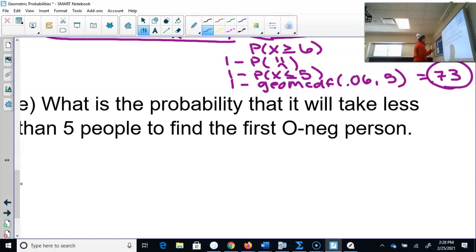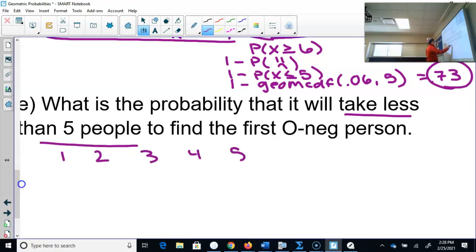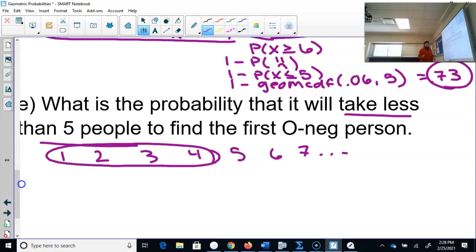Okay, again, it's not an equal to, it says less than 5. I'm going to write things out. 1, 2, 3, 4, 5, 6, 7, dot, dot, dot. Again, why did I go to 7? I like to go 2 more than what I see in the problem. Now, I want less than 5 people. Where is less than 5? Less than 5 is right here. So what I want now is the probability that X is less than or equal to 4. That's less than 5. Well, I'm in luck.